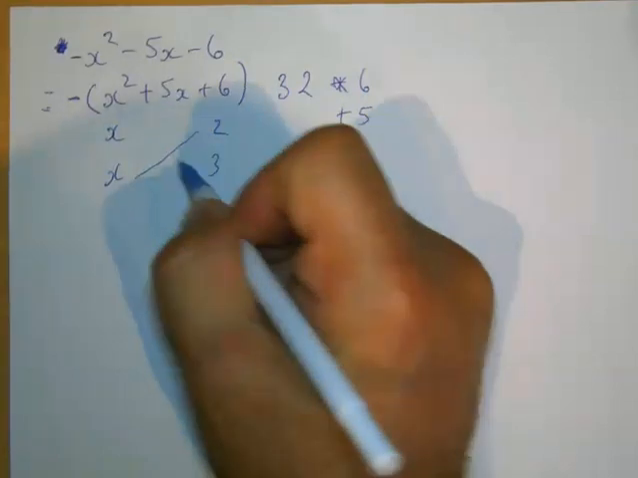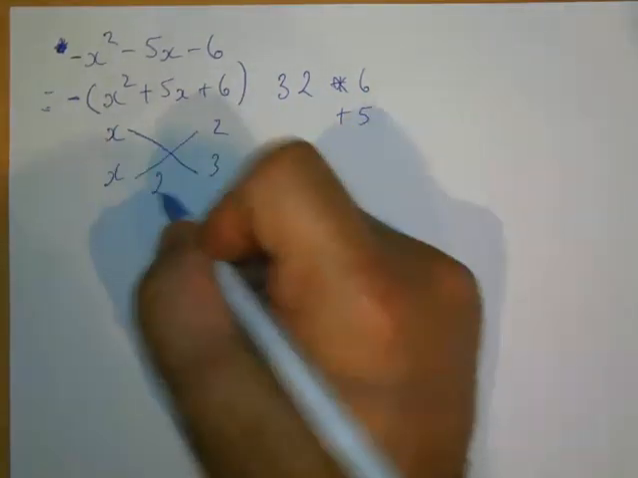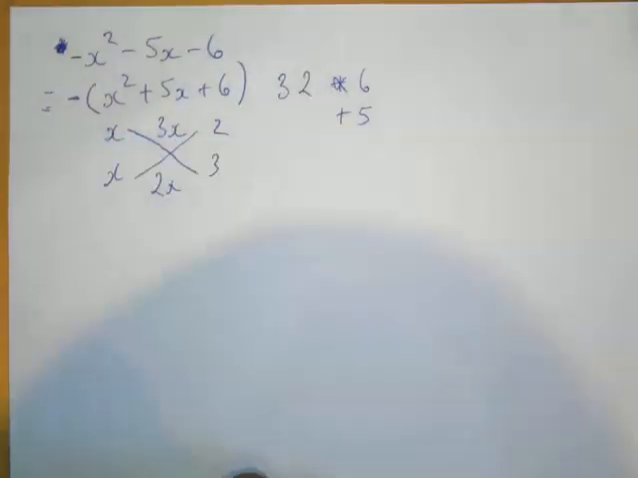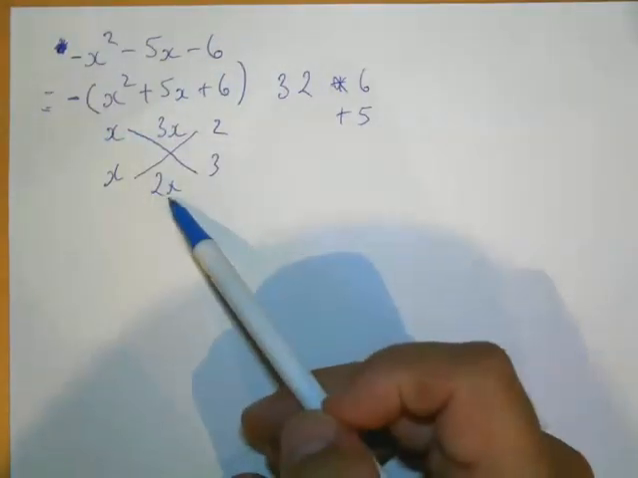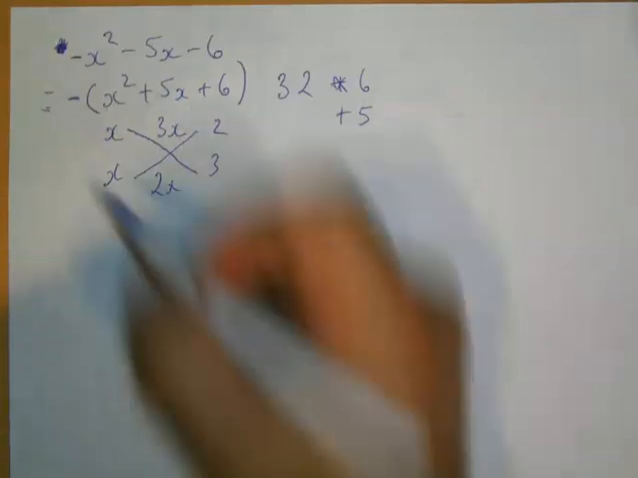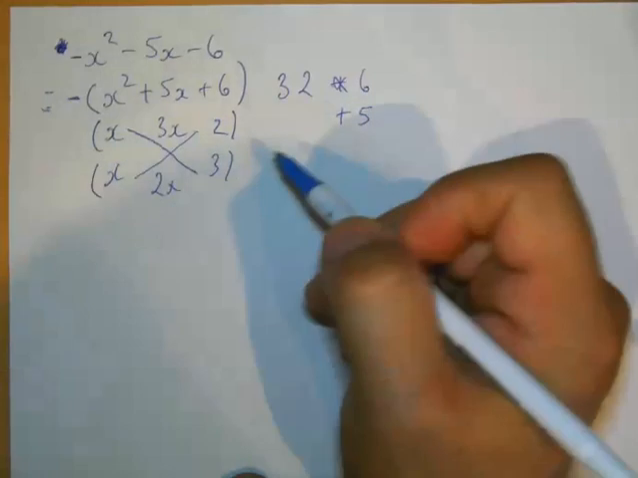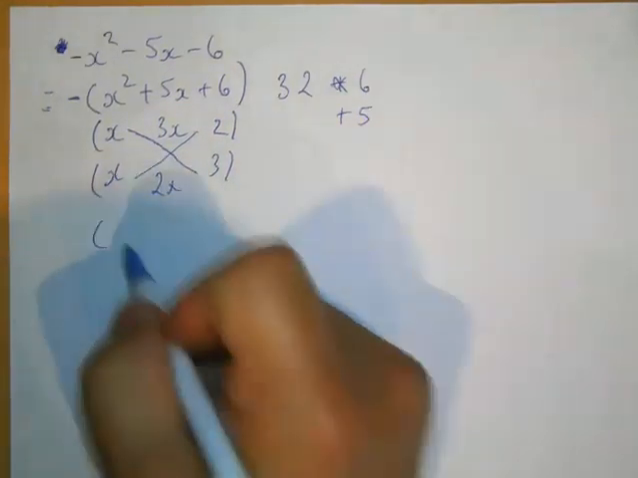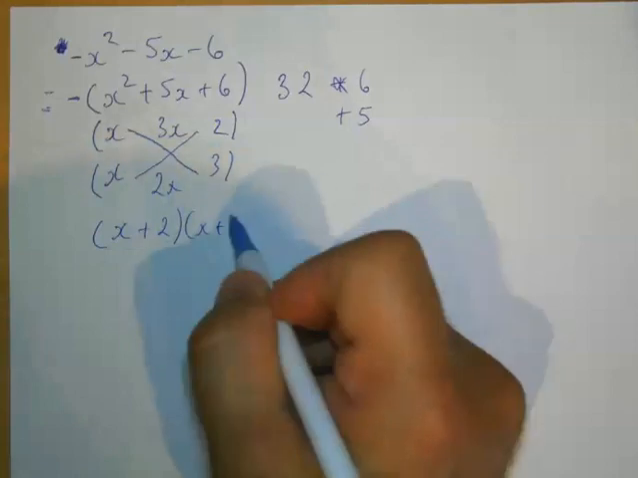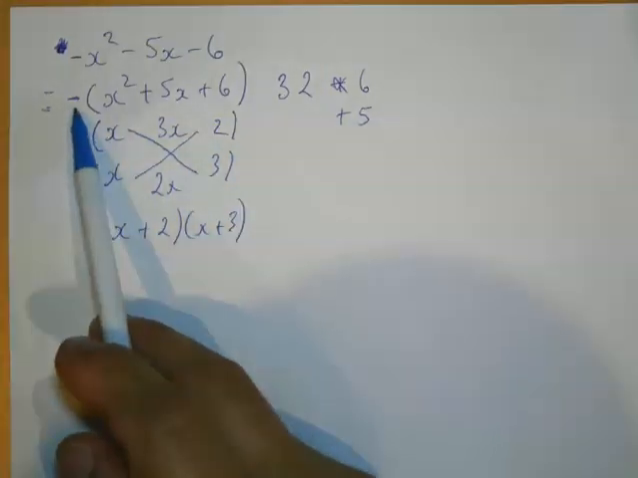Don't forget I'm now going to multiply along the lines. 2 times x gives me 2x, 3 times x gives me 3x. Check, 2x and 3x does give me 5x. I should be okay. Put my brackets around my factors so I know that my factors are x plus 2 and x plus 3.